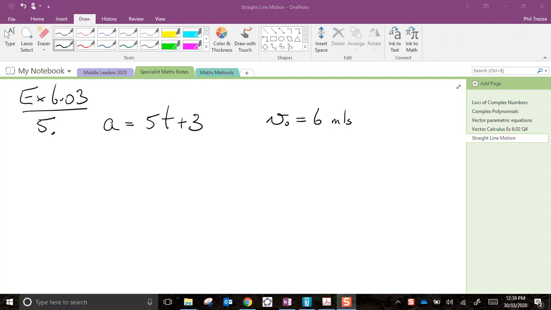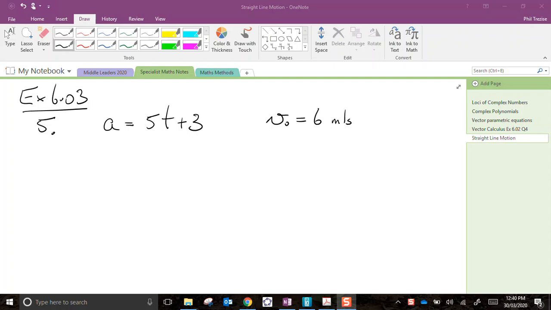Hi everyone, this example is question 5 from our exercise. Now the question says that we have an acceleration of a particle given by this function, 5t plus 3. So acceleration is not constant. Acceleration will change depending on the elapsed time t. This means we cannot simply use the equations of motion that we developed earlier.